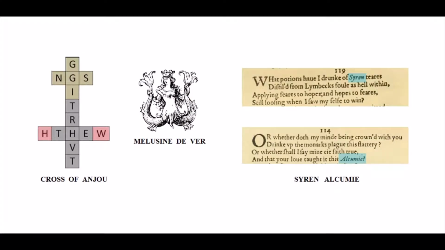In the addendum to the video, I explained that the legendary mother of the House of Anjou is the mermaid Rosy de Vere. This is where the de Vere name comes from. She was also known as the Siren of Alchemy and is being referred to in the italicized words of Sonnets 119 and 114, which I believe is a hint at authorship.